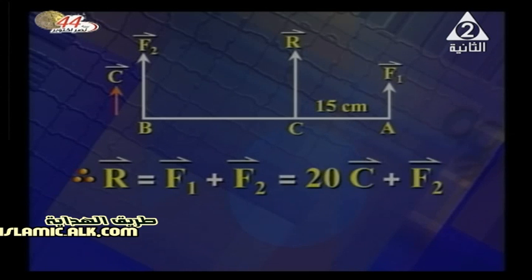By substitution, 35C equals 20C plus F2. F2 equals 15C. Why? Because R equals 35, R equals F1 plus F2, and F1 equals 20. Then F2 equals 15C vector.